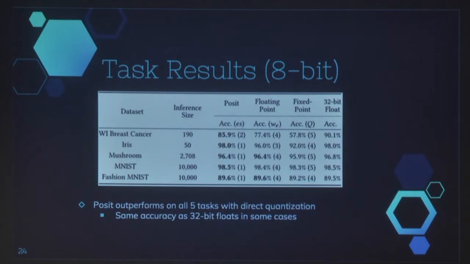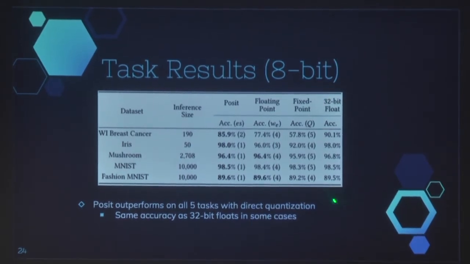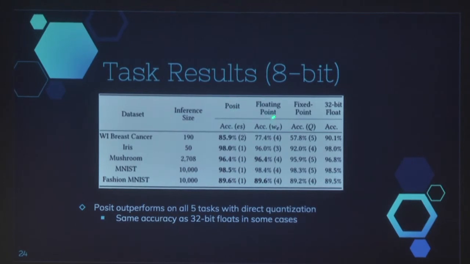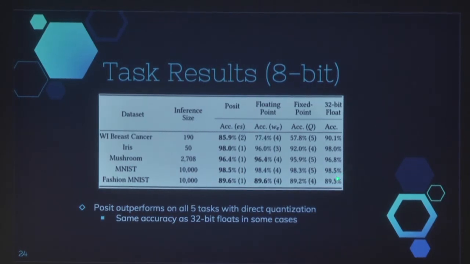So if we look at the actual task results, this is for the 8-bit, and this is across the different data sets and the size of the inference. If you look at the machine learning community, as I said, these are like baby tasks. But if you look at the accuracies, this is the 32-bit float, and this is the posit, float, and fixed in 8-bit. You can see the accuracies of posit in here are comparable to 32-bit floats. This is really very interesting.